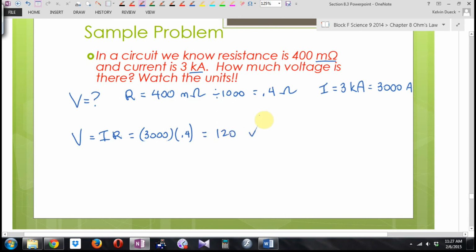By the way, I made this up using legitimate numbers. What comes out of your plug is 120 volts, in case you're wondering. Although getting 3,000 amps from your plug is pretty tough.